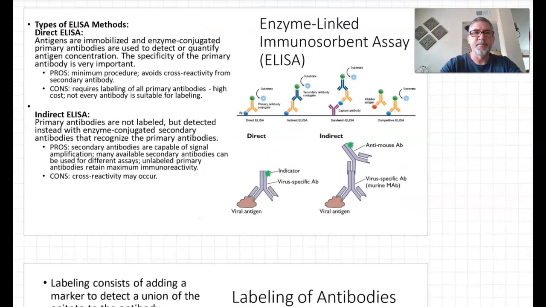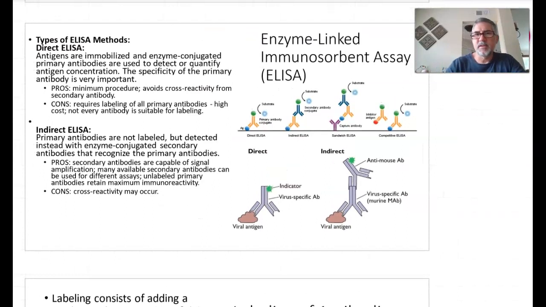So let's get going. ELISA stands for enzyme linked immunosorbent assay. It's a very common test. It's very useful for detecting proteins, so we use it quite often. We were going to do a really cool lab with ELISA, but things happen. So I'll figure something out for that.